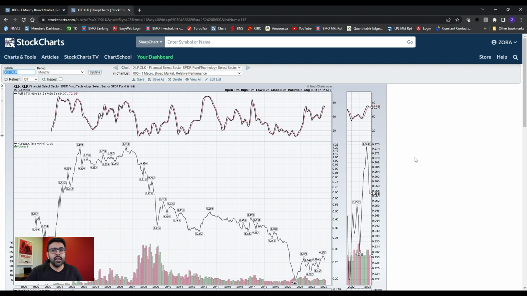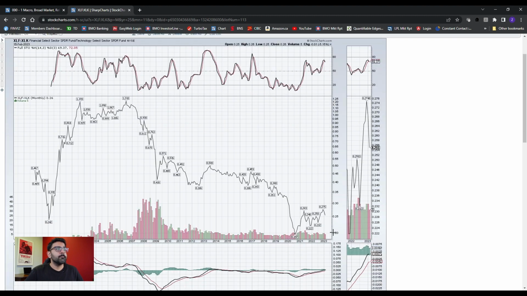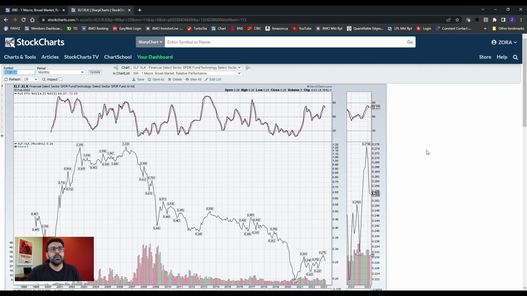The relationship between financials and technology. The biggest interesting point here is how the relationship broke down so much for financials, and now financials are showing some strength. So will financials become leaders?